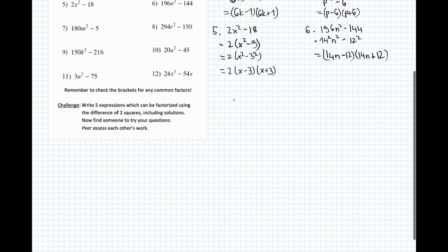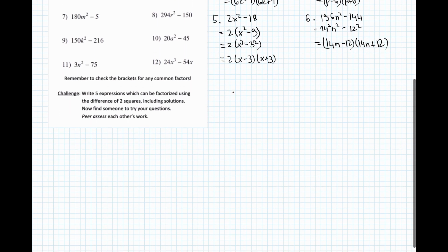Let's go slightly down so we have a bit more space. And I'll write the formula again. x minus y, x plus y equal to x squared minus y squared. Okay, so number 7 is 180m squared minus 5.